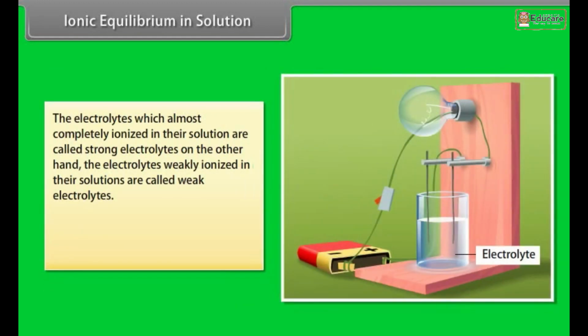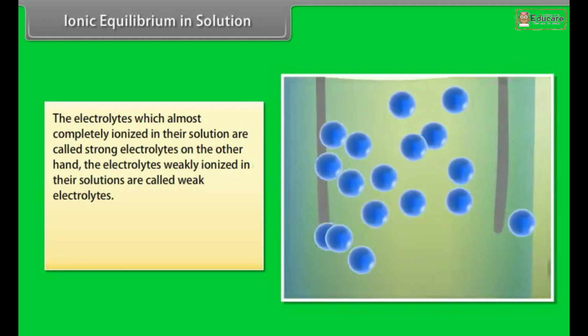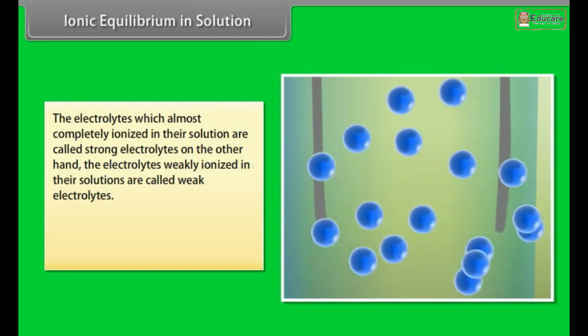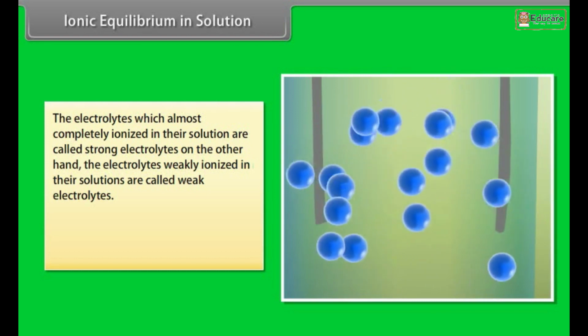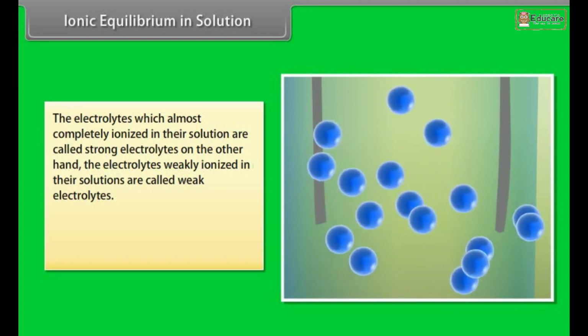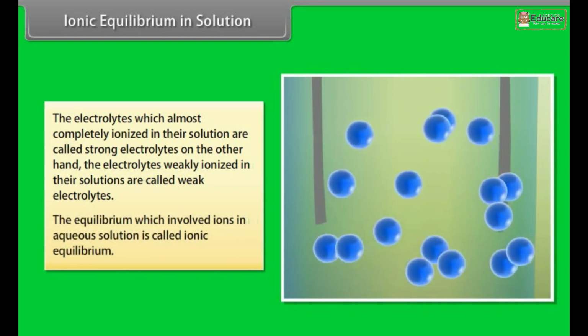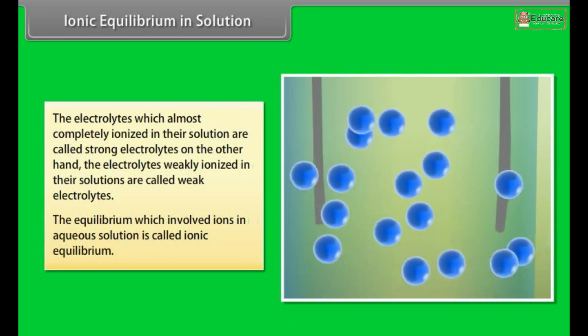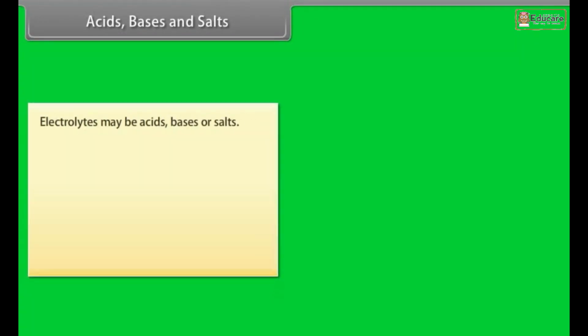The electrolytes which almost completely ionized in their solution are called strong electrolytes. On the other hand, the electrolytes weakly ionized in their solutions are called weak electrolytes. The equilibrium which involved ions in aqueous solution is called ionic equilibrium. Acids, bases and salts. Electrolytes may be acids, bases or salts.